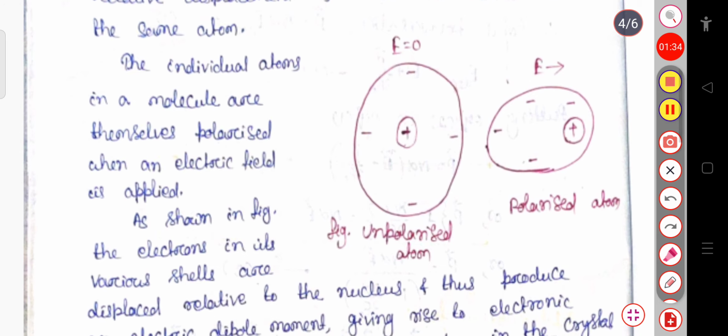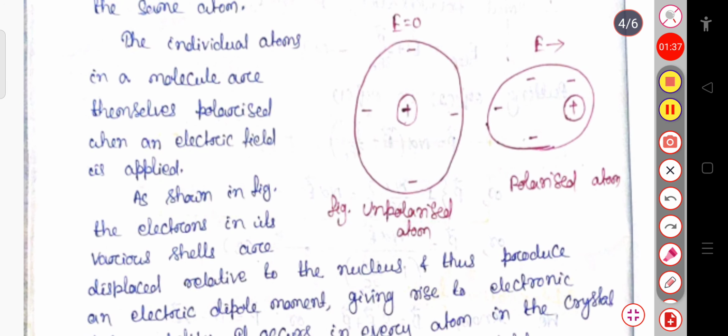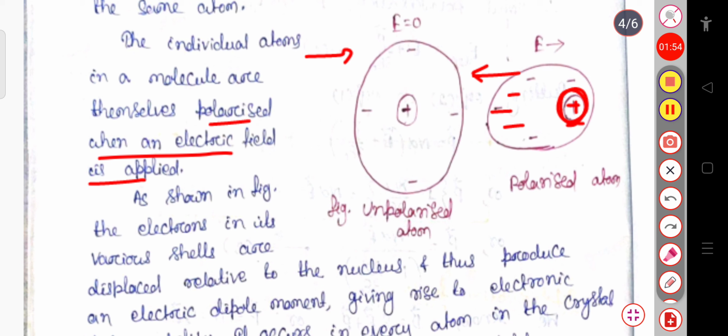So the individual atoms in a molecule are themselves polarized when an electric field is applied. We have already discussed that when you apply an electric field, the negative charge will move in the direction opposite to the applied field, and the positive charge, that is your nucleus here, will be present at this point. Or you can say that the positive charge will move in the direction of the applied field, and the negative charge will move in the direction opposite to that of the applied electric field.